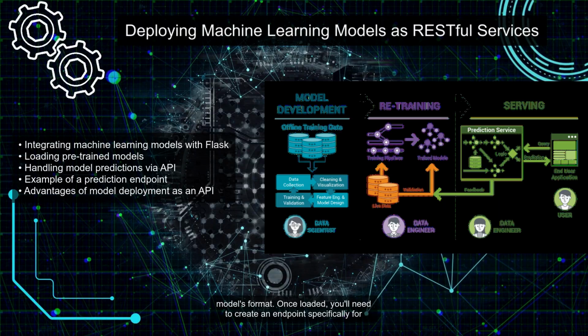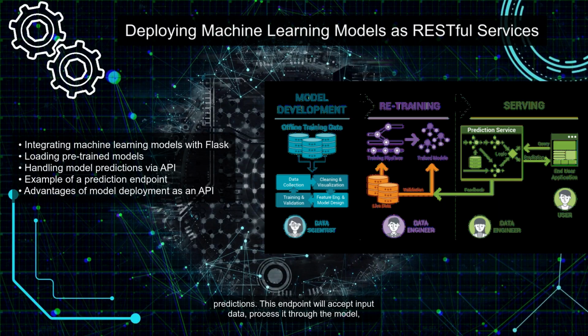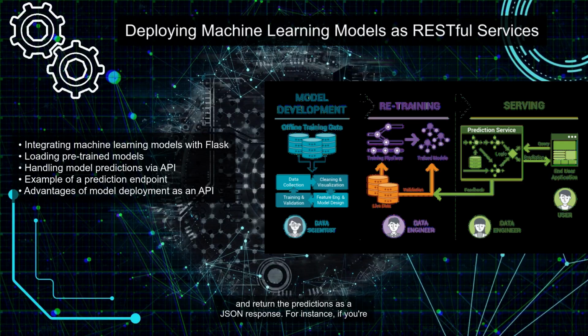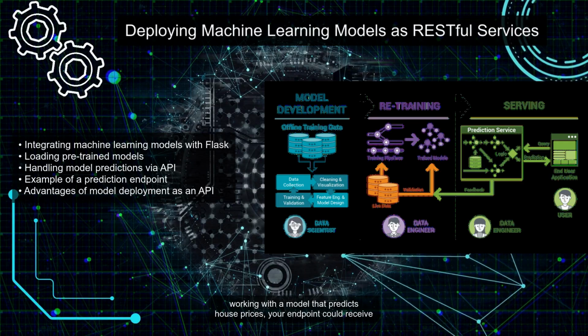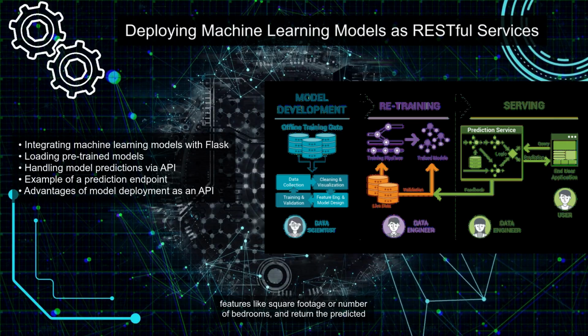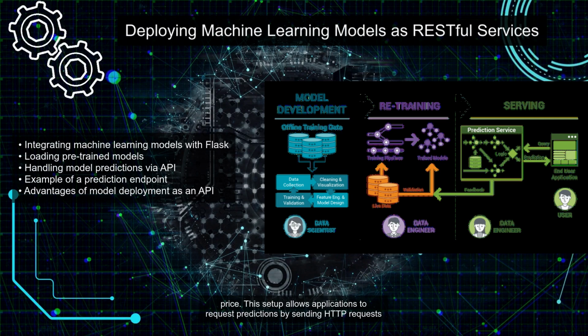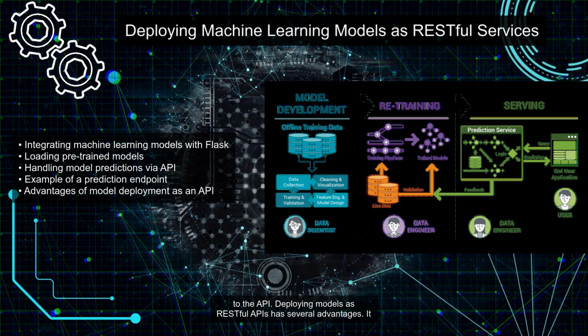Once loaded, you'll need to create an endpoint specifically for predictions. This endpoint will accept input data, process it through the model, and return the predictions as a JSON response. For instance, if you're working with a model that predicts house prices, your endpoint could receive features like square footage or number of bedrooms, and return the predicted price. This setup allows applications to request predictions by sending HTTP requests to the API.